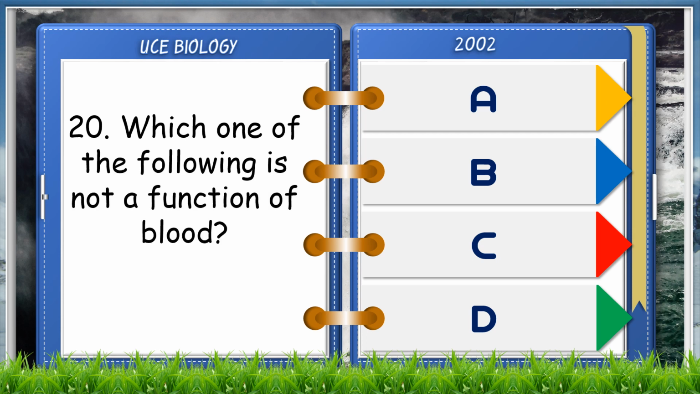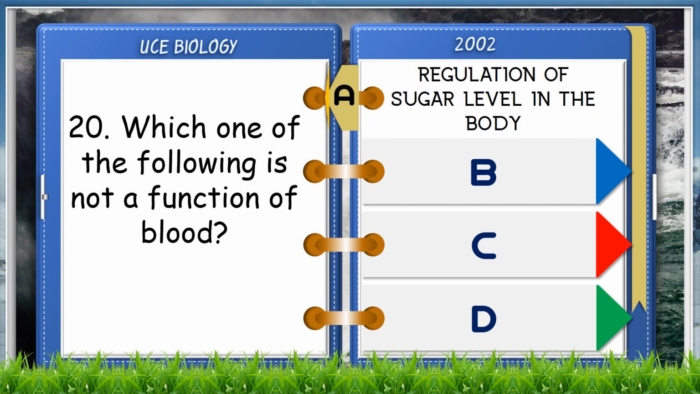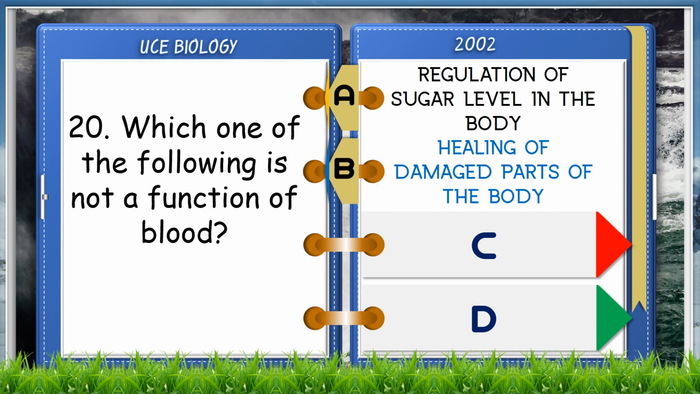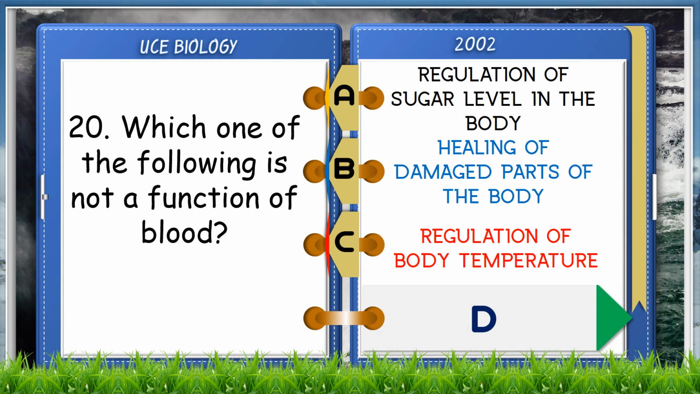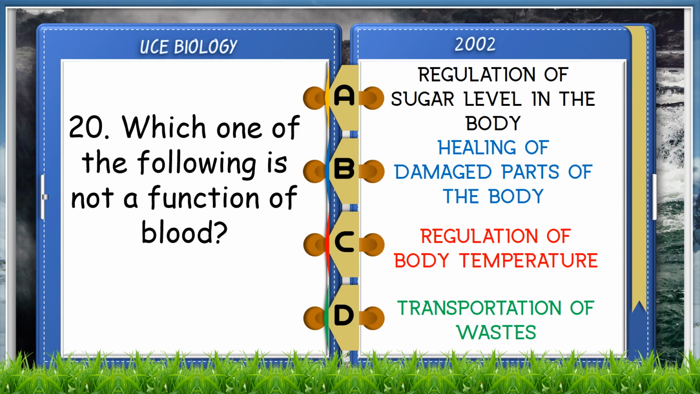Which one of the following is not a function of blood? A, regulation of sugar level in the body. B, healing of damaged parts of the body. C, regulation of body temperature. D, transportation of wastes. The answer is A, regulation of sugar level in the body.